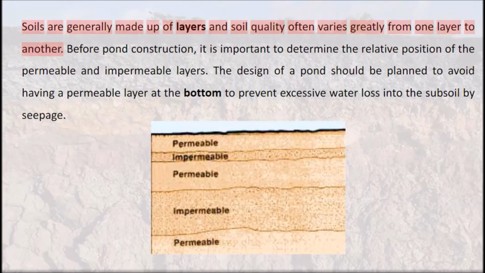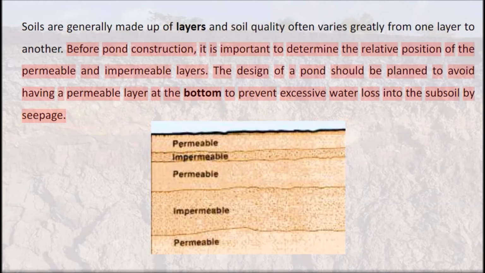Soils are generally made up of layers, and soil quality often varies greatly from one layer to another. Before pond construction, it is important to determine the relative position of the permeable and impermeable layers. The design of a pond should be planned to avoid having a permeable layer at the bottom, to prevent excessive water loss into the subsoil by seepage.